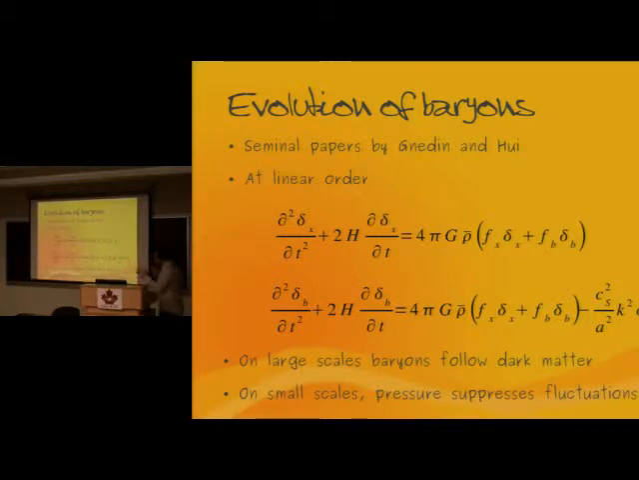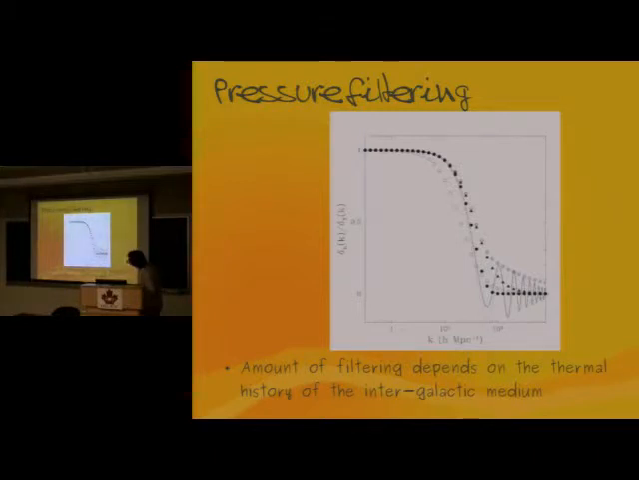If you take a cloud of dark matter and collapse it, it will collapse. If you try to do the same with baryons, there will be pressure that will oppose this and essentially smooth out fluctuations on small scales. So on large scales, baryons essentially follow dark matter. But on small scales, pressure suppresses fluctuations on scales smaller than the Jeans scale. These are just some plots showing how this works. This is k, corresponding to a couple of hundred kiloparsecs and so on. And this is the ratio of the baryon fluctuations to dark matter fluctuations. So baryons trace dark matter on large scales, but they have very little structure on small scales. The exact amount of filtering depends on the thermal history of the intergalactic medium.